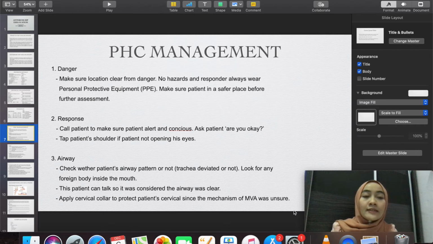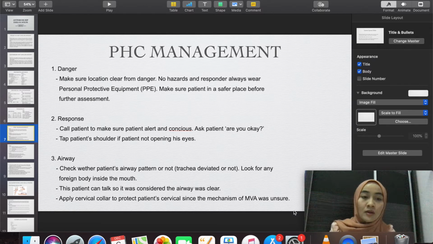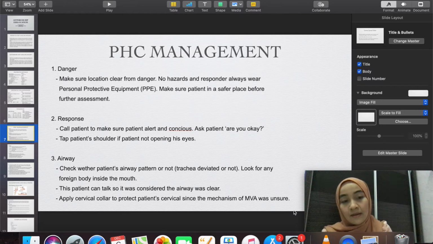Third is airway. Check whether patient's airway is patent or not. Look for any tracheal deviation or not. Look for any foreign body inside the mouth. For the patient I attended, the patient could talk, so it was considered the airway was clear. Apply cervical collar to protect patient's cervical spine since the mechanism of the MVA was unsure.